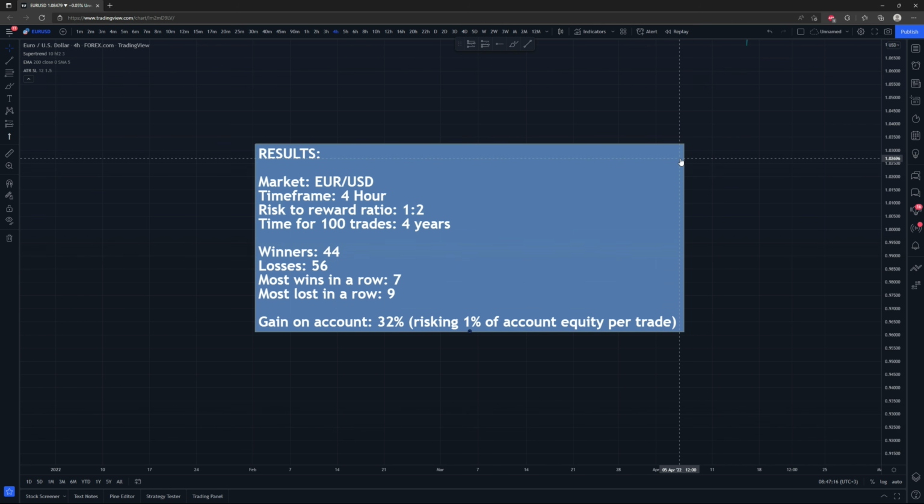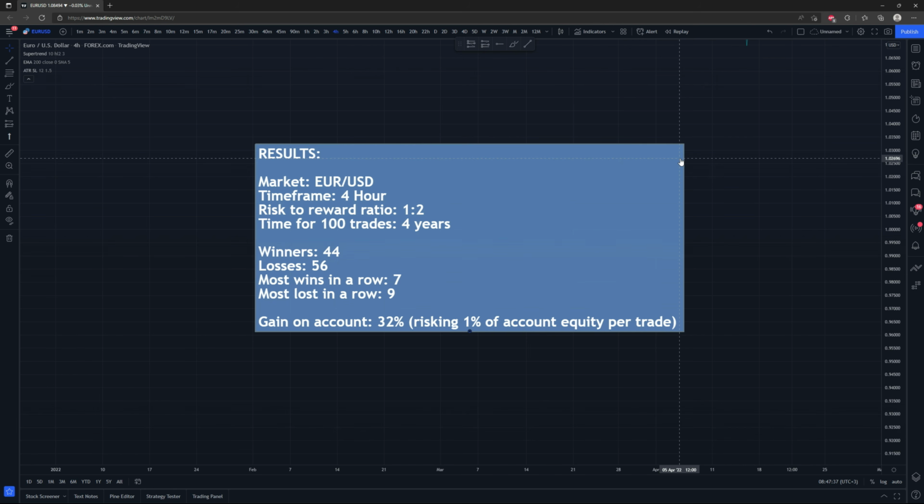The most wins in a row was 7, and the most lost in a row was 9. The gain on the account, 32% if you're risking 1% of the account equity per trade. Obviously, you can double that if risking 2% and so on. But for this one, 4 years of price data, 100 trades, seems kind of high. That's pretty standard, though, for a 4-hour time frame strategy.